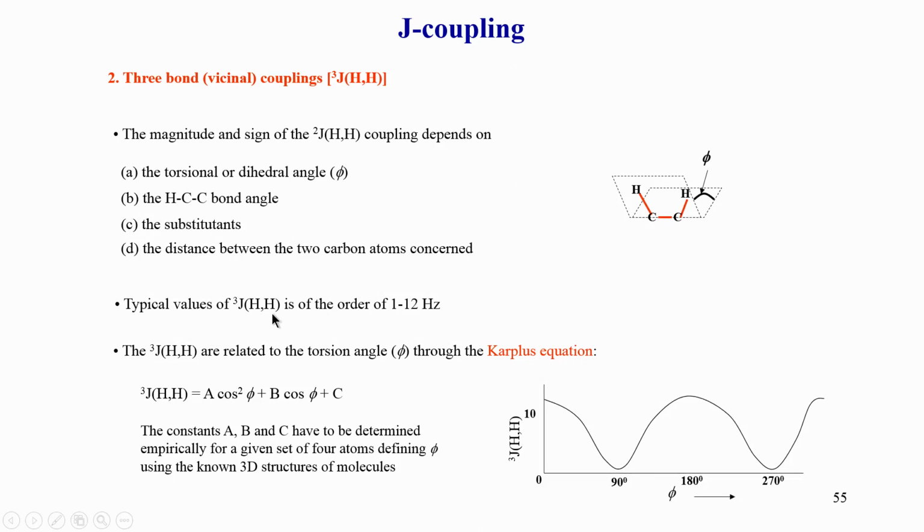So, in the next class we will look at the final aspects of 1D NMR, which is C13 NMR, and look at a few practical aspects, and then we will go on to 2D NMR.